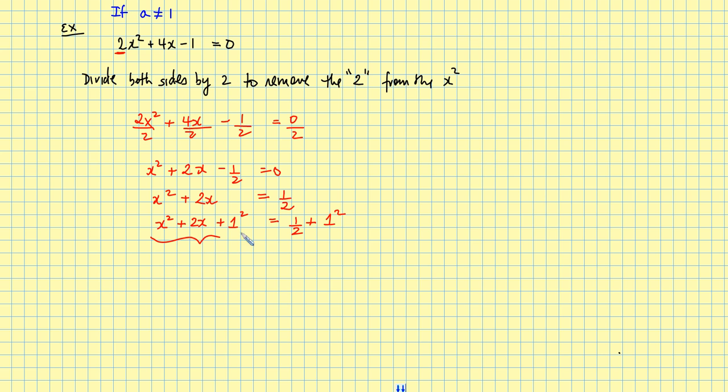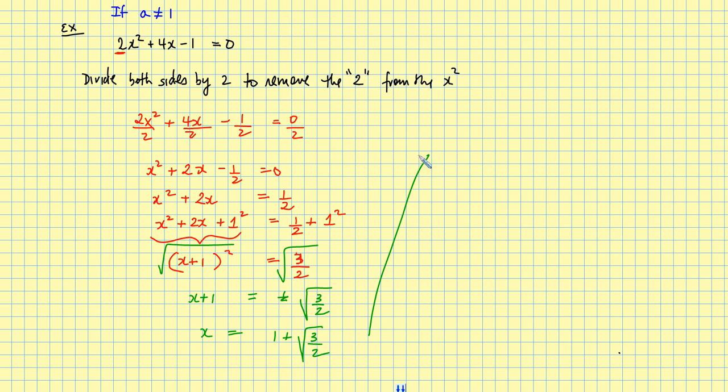This is a perfect square: x plus 1 all squared is equal to, well, 1 plus 1/2 is going to be 1.5, and 1.5 is 3 over 2. I now take the square root of both sides to isolate x. So I take the square root of both sides, and I get x plus 1 is equal to plus or minus the square root of 3 over 2. And therefore my final answer goes to x is equal to negative 1 plus or minus root 3 over 2.